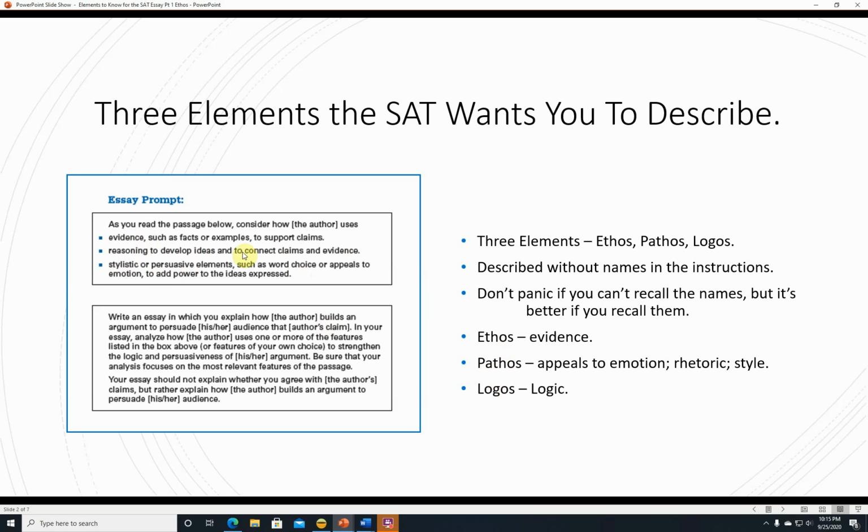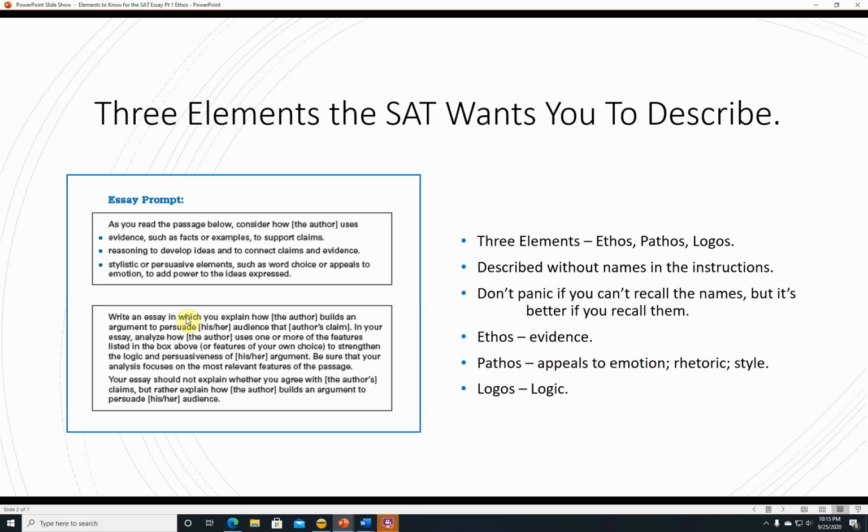Ethos is evidence. If you're ethical, maybe you always make sure you have evidence. And then pathos, think pathetic. Oh, it's so sad and pathetic. Well, that's an emotion, so it's not the only emotion, but that's all you need to know. Pathos is an appeal to emotion or rhetoric or style.